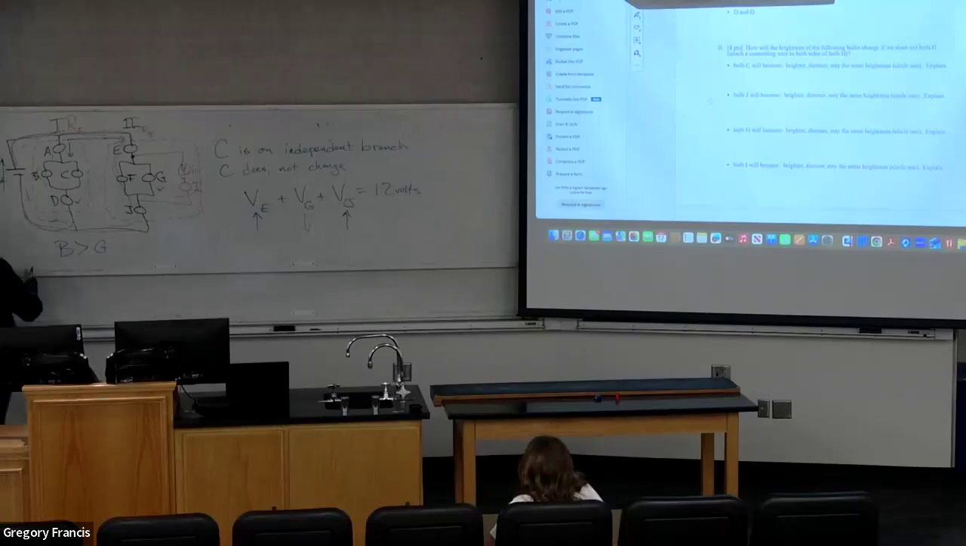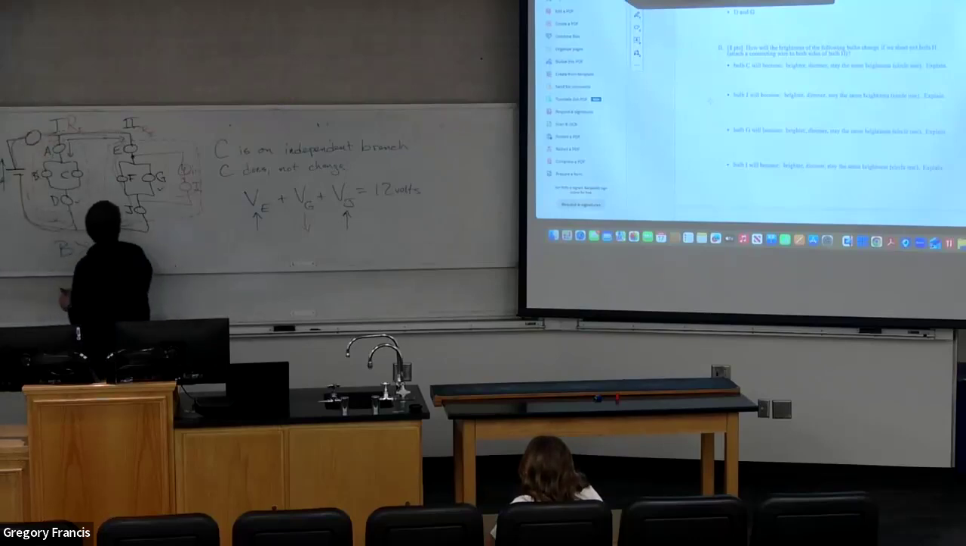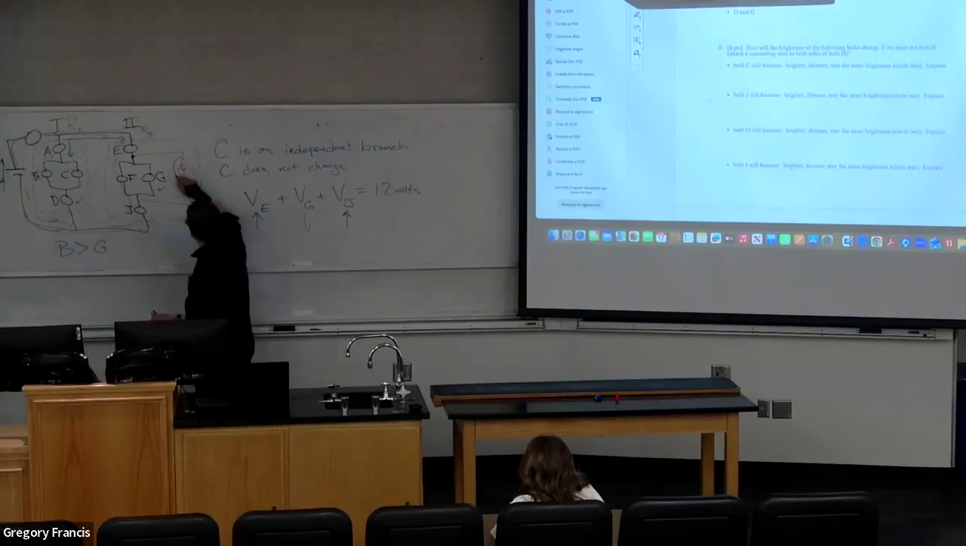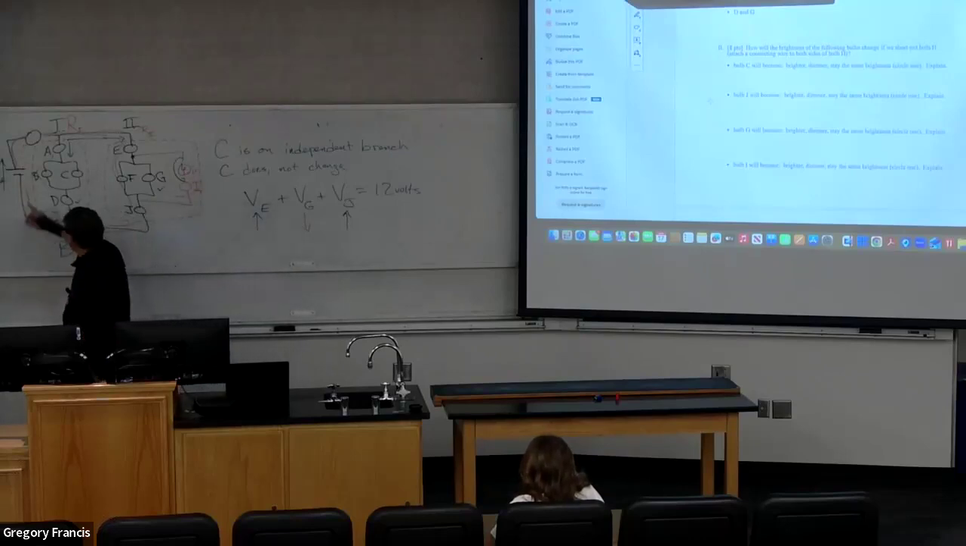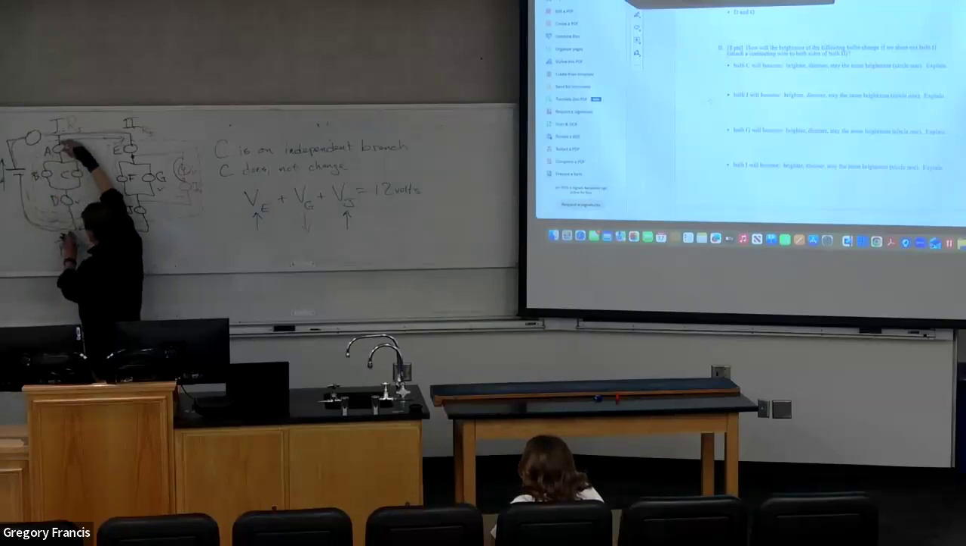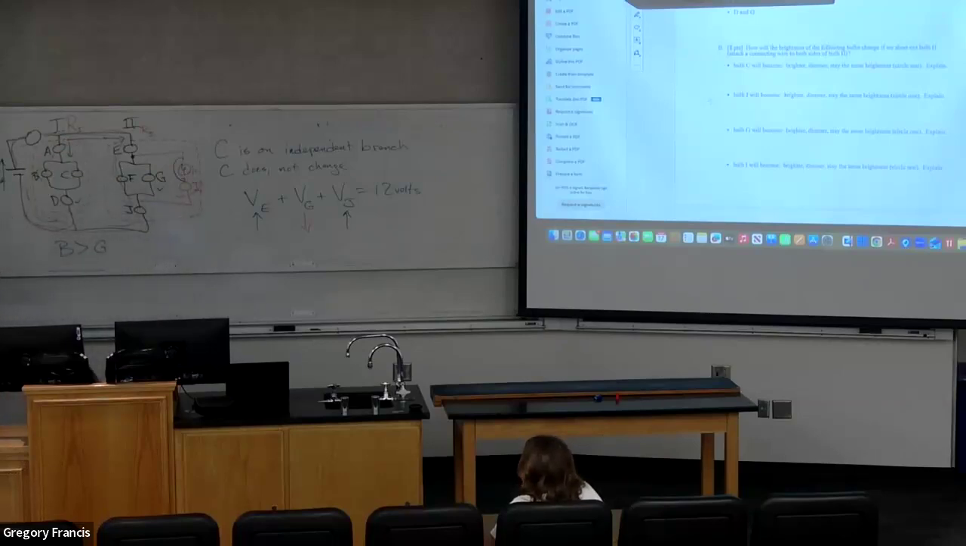Why? Because if I put an indicator bulb here and I short this out, I have increased the current through the battery, right? And that's going to make this indicator bulb brighter, and that's going to change the voltage that's left over for this branch. So it's no longer independent. A change over here suddenly changed the voltage across the other branch. Okay.